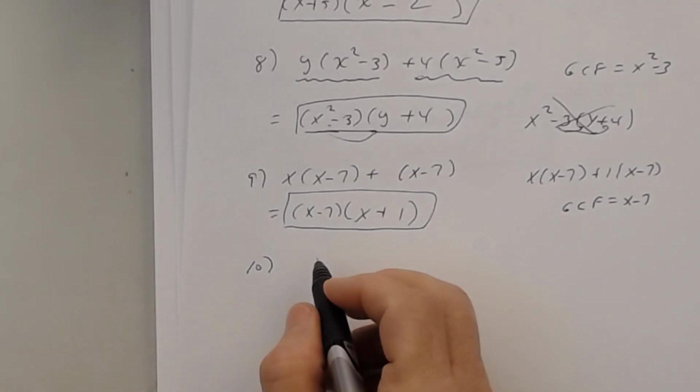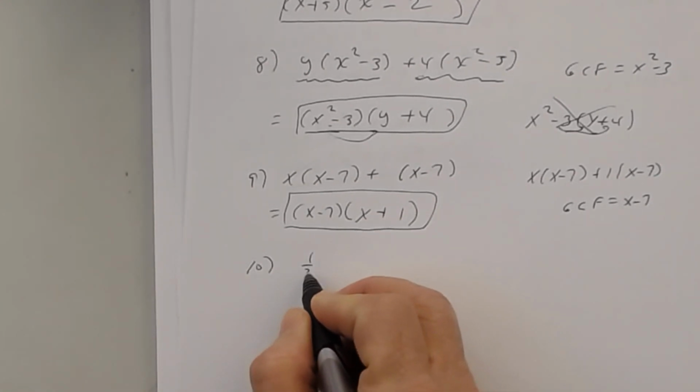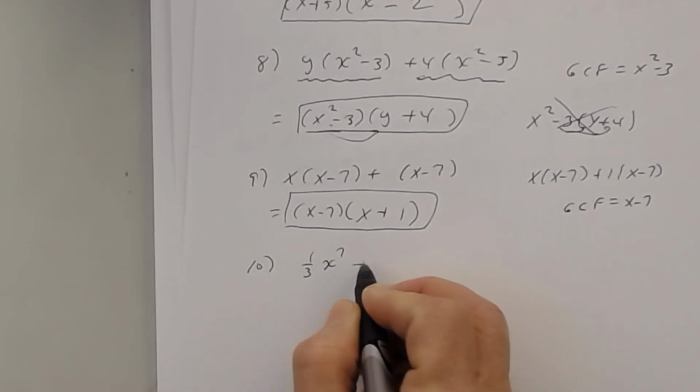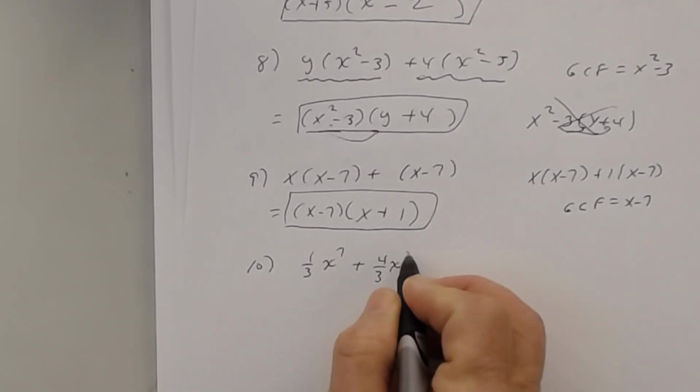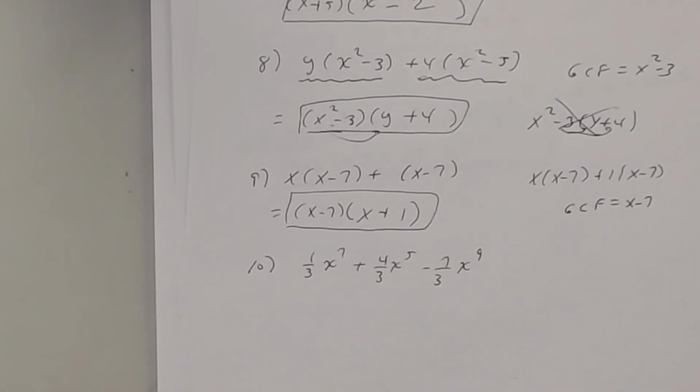All right, now there is a problem in Math Lab, and I think I have one in the worksheet like this. So as you look at this one, 1/3 x to the 7th plus 4/3 x to the 5th minus 7/3 x to the 9th. So you have fractions this time. There's one in my Math Lab, so I did put one in the worksheet, so you'll get at least that on my Math Lab.